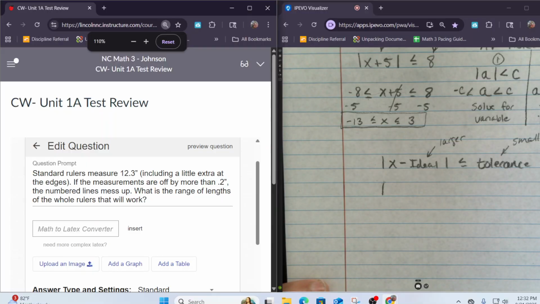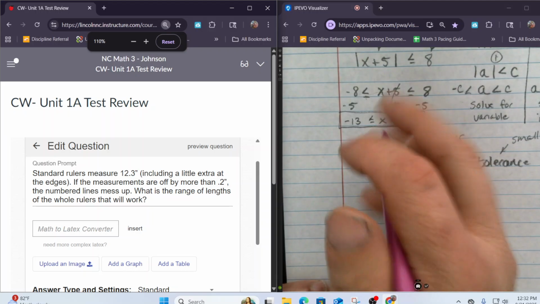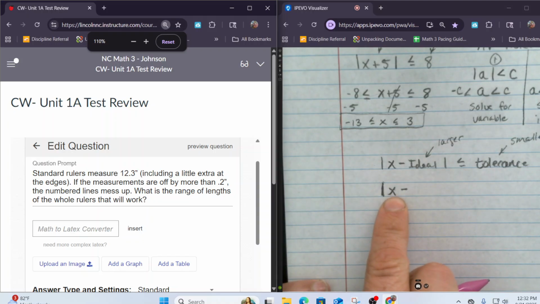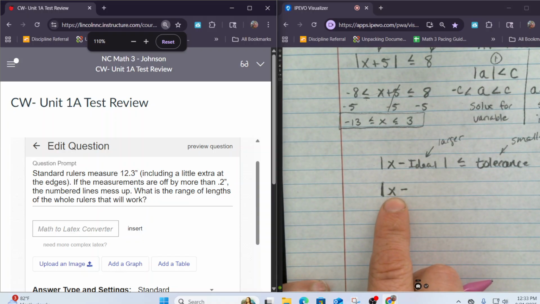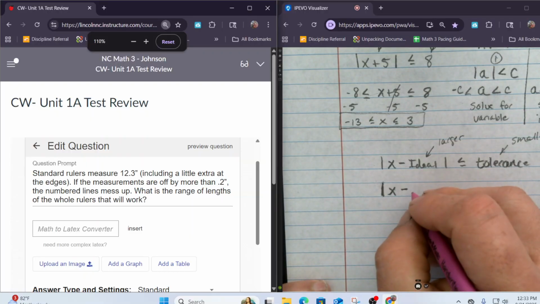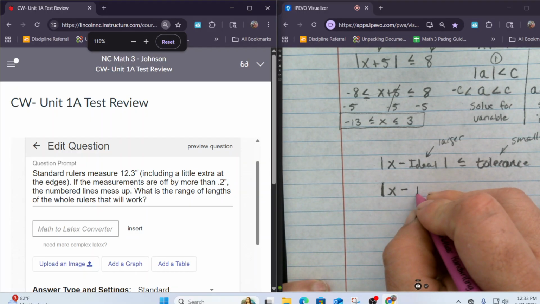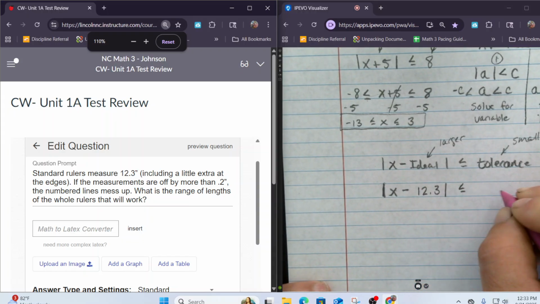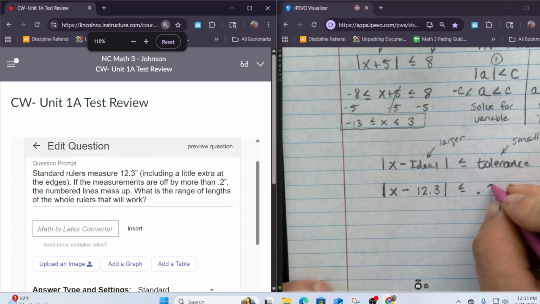So what we got right here, it says standard rulers measure 12.3 inches, including a little extra for the edges. If the measurements are off by more than 0.2 inches, the number lines mess up. What is the range of lengths of the whole rulers that will work? Okay. So now, x is always there. Don't ever plug in a number for x. It's x minus my ideal, which is 12.3, absolute value, less than or equal to my tolerance, which is 0.2.